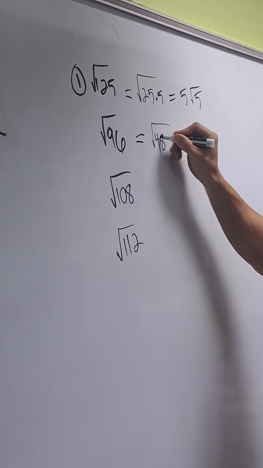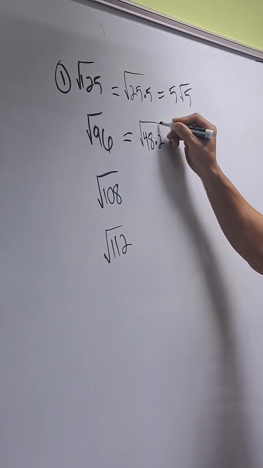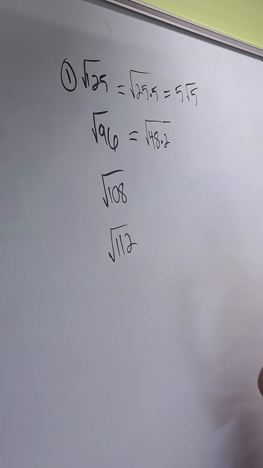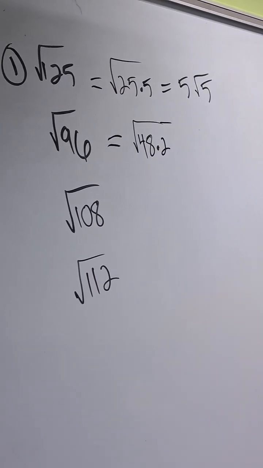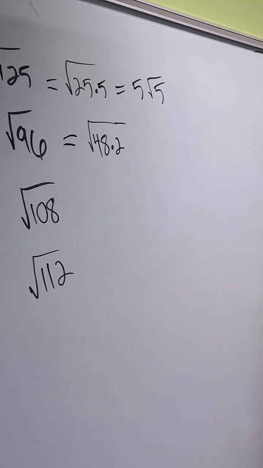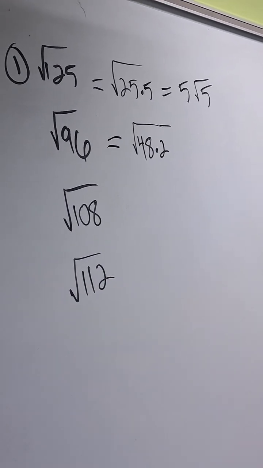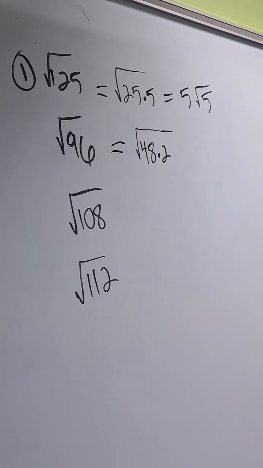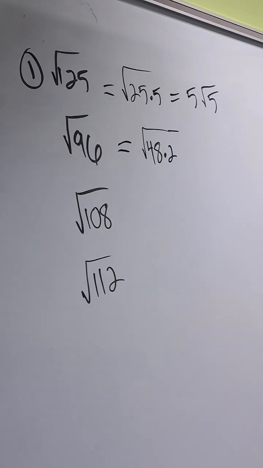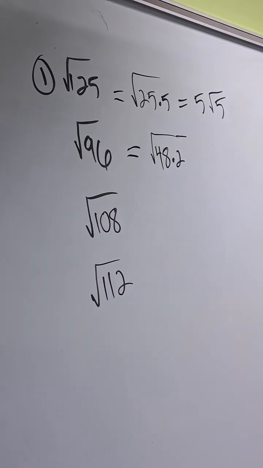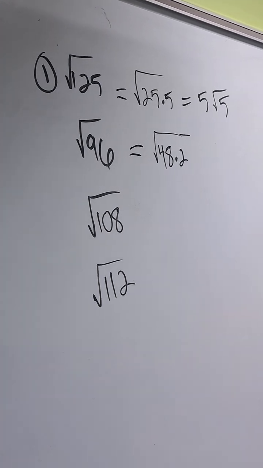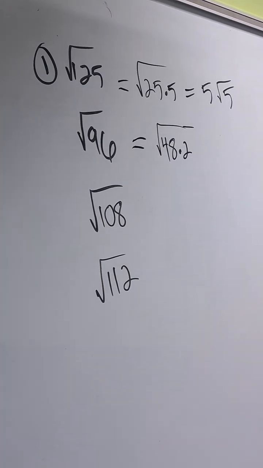48 times 2 is 96. Now think about it. What is 100 divided by 2? It's 50. But this is not 100. It's a tiny bit less. It's 4 units less. So that's why it's 48. You get it? Because 4 divided by 2 is 2.